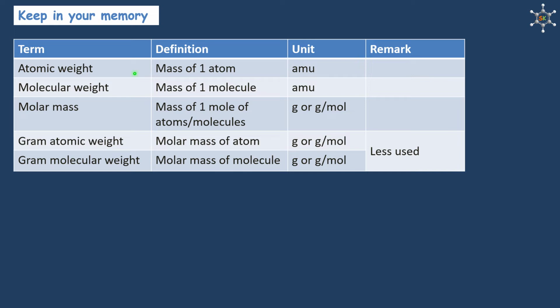Keep in your memory that atomic weight is the mass of one atom and has the unit AMU. Molecular weight is the mass of one molecule and has the unit AMU. Molar mass is the mass of 1 mole of atoms or the mass of 1 mole of molecules. This has the unit gram or gram per mole. Gram atomic weight is the molar mass of an atom. This has the unit gram or gram per mole. Gram molecular weight is the molar mass of a molecule and has the unit gram or gram per mole. Gram atomic weight and gram molecular weight terms are less used.